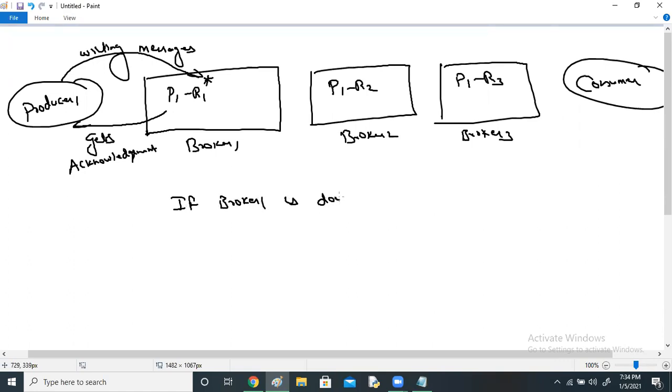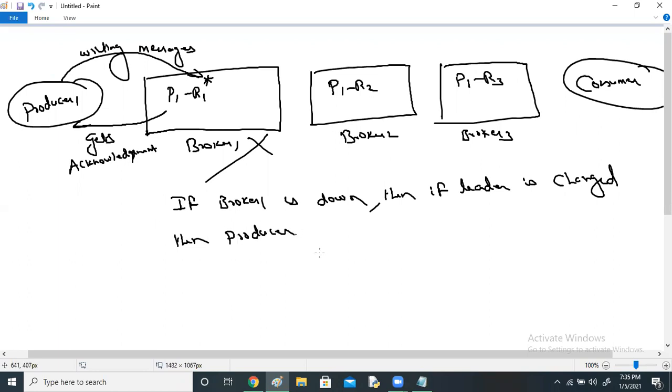If broker one is down, if leader is changed, then producer writes into which? Previously it was writing into this. If broker one is down, then producer writes into the second leader.